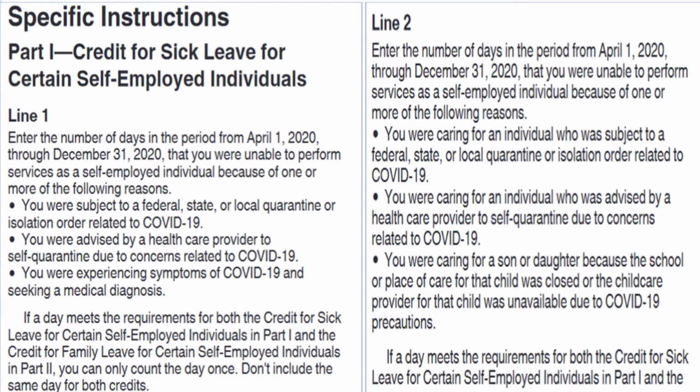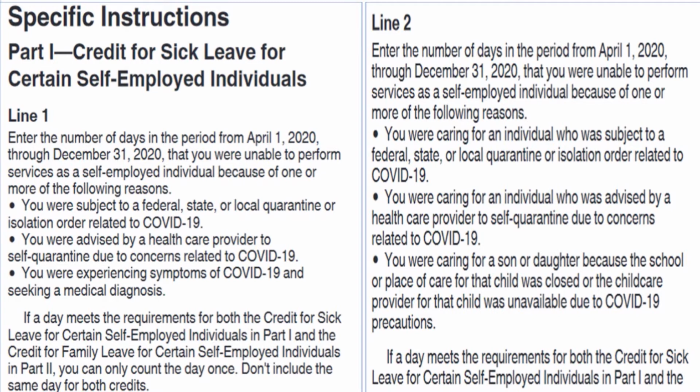One thing I want to say is that while you're filling out Form 7202, if a day meets the requirements for both the credit for sick leave for certain self-employed individuals in Part 1 and the credit for family leave for certain self-employed individuals in Part 2, remember, you can only count the day once. Do not include the same day for both credits. Also, do not include days that you already included on line 1.